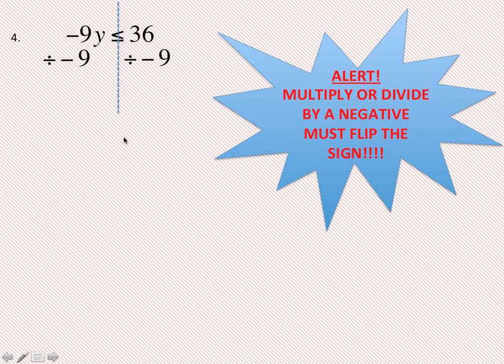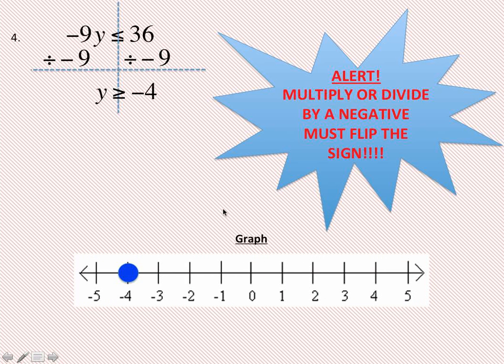Once that happens, I got to remember to flip the sign. So y becomes greater than or equal to negative 4. So it went from less than or equal to greater than or equal. Negative 4. 36 divided by negative 9 is negative 4. Here's your picture. Closed circle on negative 4. Shade to the right because you want the numbers that are greater than negative 4.